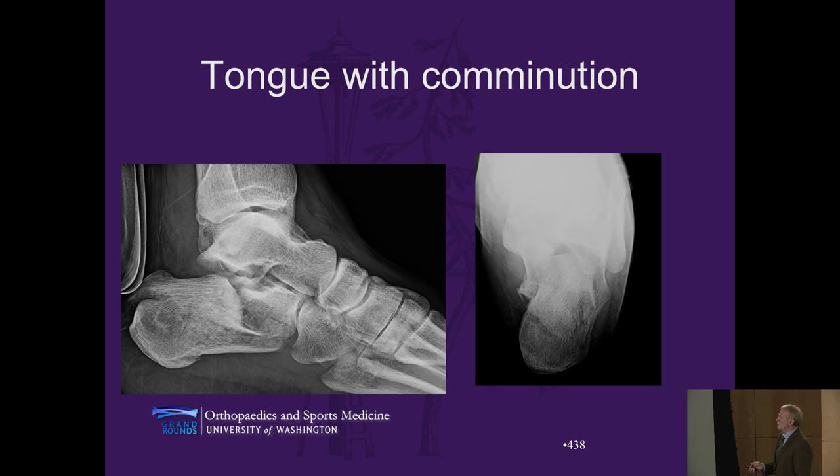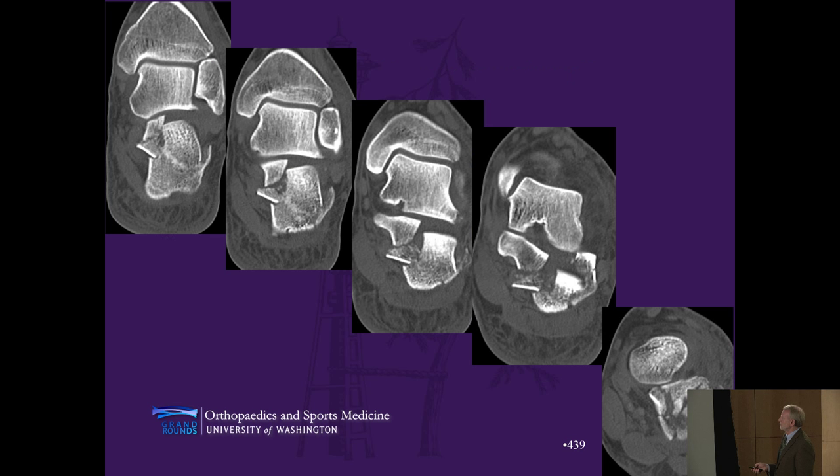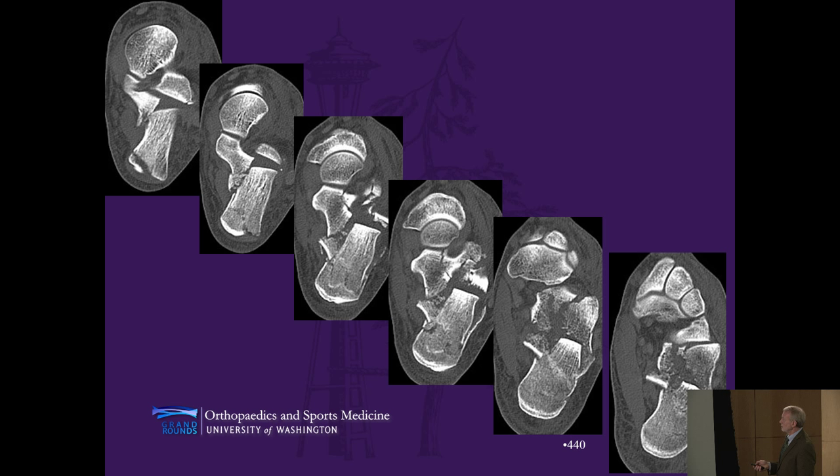It can also be used in a tongue type with comminution. This does not fit into our initial fracture pattern either. It's almost a combined joint depression and tongue with a blowout of the medial wall. And this is the axial view showing that the joint was stepped off more than a centimeter. The anterior process is highly comminuted, one that we know would not have a good outcome with the traditional approach. Here are the sagittal reconstructions, again showing the posterior facet quite depressed and comminution in the anterior process.